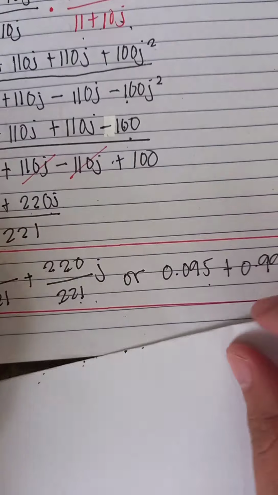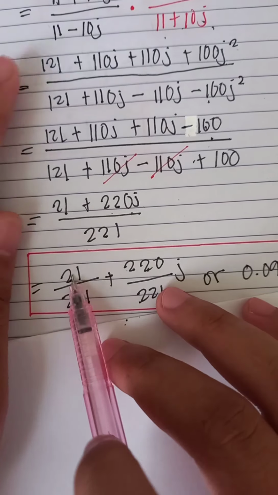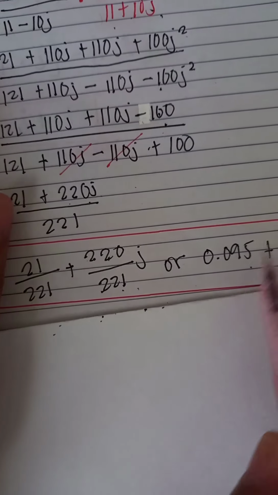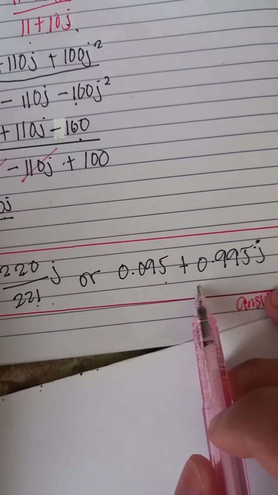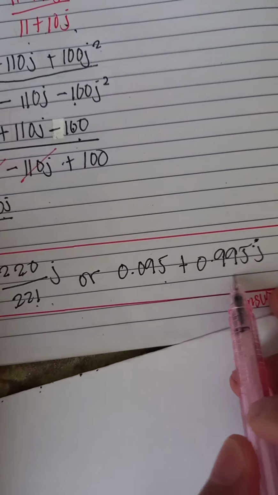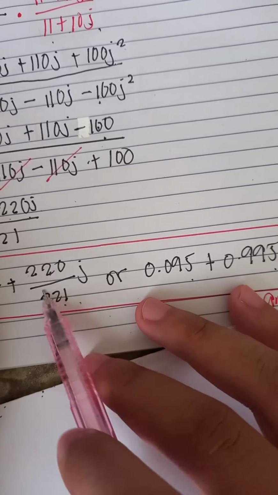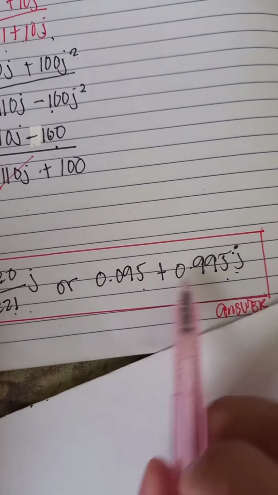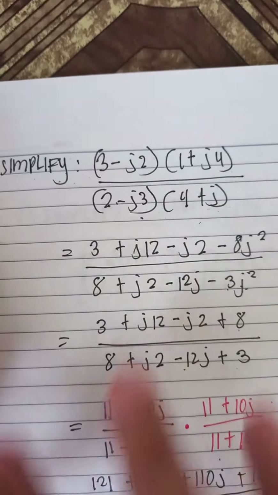So this is the conversion. 21 over 221 is equal to 0.095 plus 0.995j, which is the conversion of 220 over 221j. So this is the final answer of the given equation.